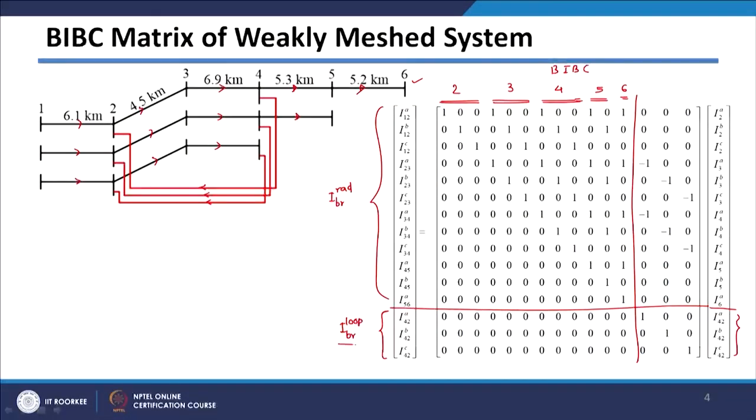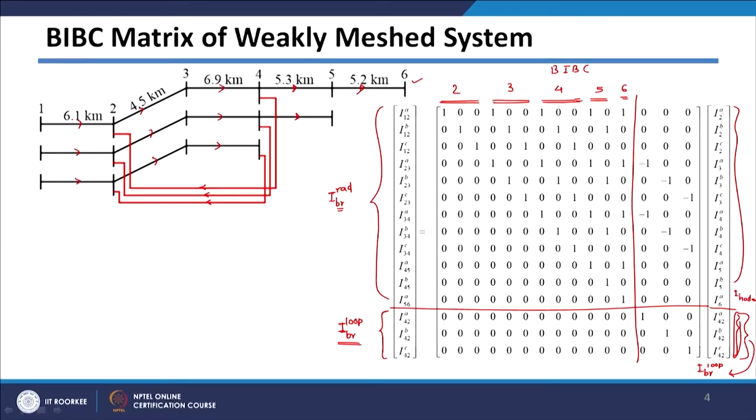This particular part I am calling I branches, current in branches from the loop part, and this is current through branches in the radial part. This part and this part are the same. So, this part will also be called I_BR loop, and this is nothing but your I nodal. So, these currents are I node.